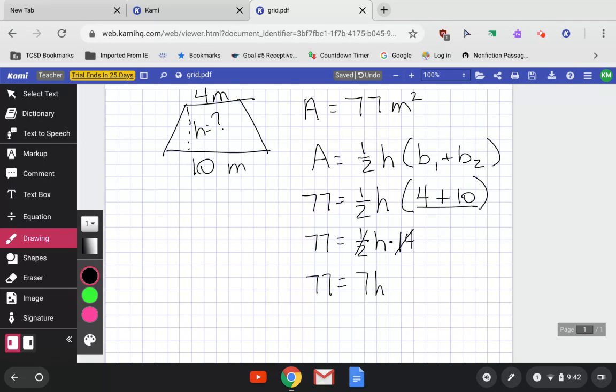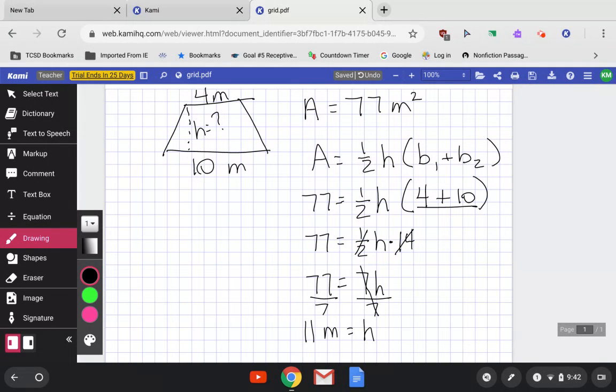So I took care of those. How do I get rid of times 7? Well, to get rid of times 7, I do the opposite, which is divided by 7. And I need to do that to both sides. So my 7 divided by 7 is 1. So I have 1h left. And 77 divided by 7 is 11. So my height of my trapezoid is 11 meters.